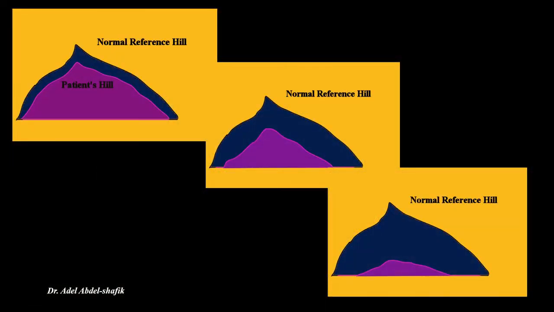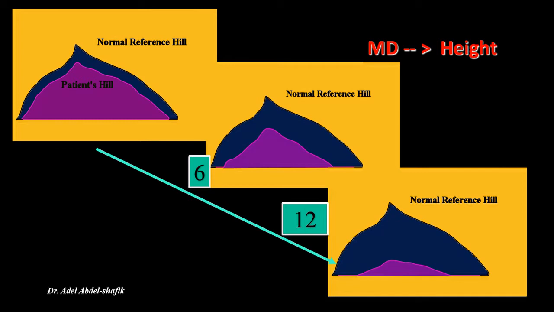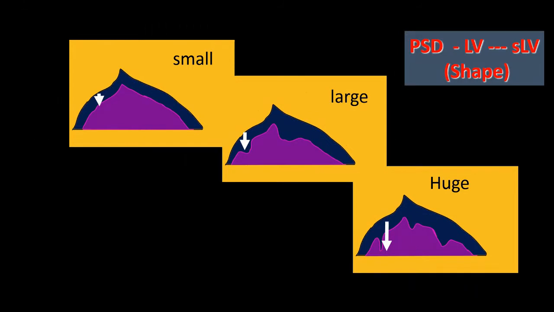So, 3 examples. The mean will give us an impression about the height of the field as a whole. If it's below 6, we say there is mild depression. Between 6 and 12, we say there is moderate depression of the field. Above 12, it's a high depression of the field. While the shape of the field, we know it from the pattern standard deviation or loss variance or square root loss variance. As we have some points away from the rest, the variation will be high.